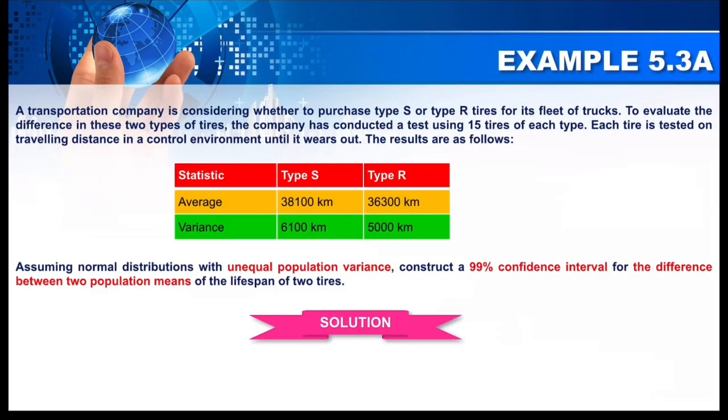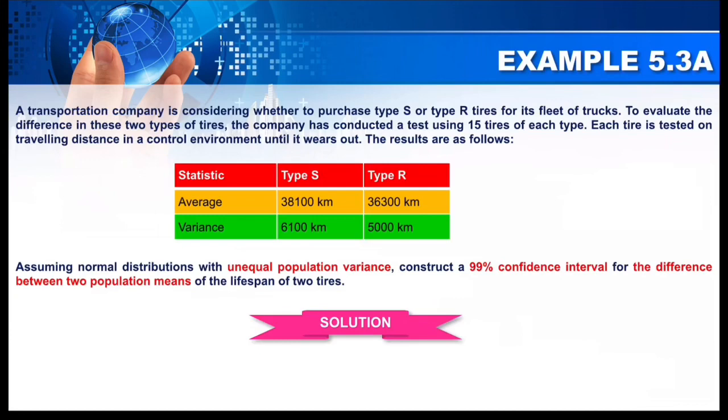Example 5.3a. A transportation company is considering whether to purchase Type S or Type R tires for its fleet of trucks. To evaluate the difference in these two types of tires, the company has conducted a test using 15 tires of each type. Each tire is tested on traveling distance in a controlled environment until it wears out. The results are as follows.